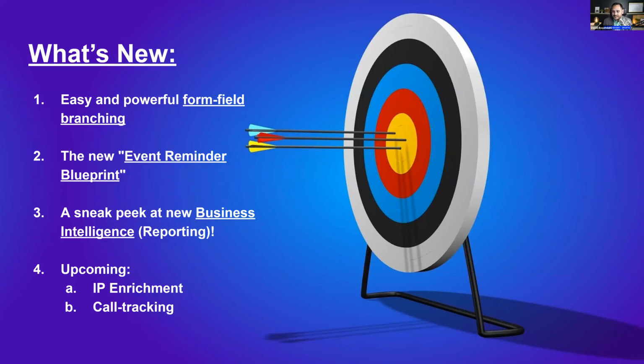So awesome. This is what we're going to be covering today. We're going to be going into 5 specific areas of the MindFire platform that are new, including easy and powerful form-fill branching that we're going to be talking about in just a moment, the new event reminder blueprint, something I'm really excited about, which is our business intelligence, aka reporting, that we're going to be giving you a sneak peek at today. And then we're also going to be looking ahead at some of the new features that are coming up right around the corner, IP enrichment and call tracking.